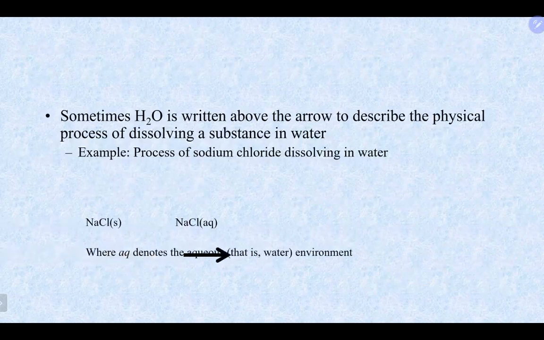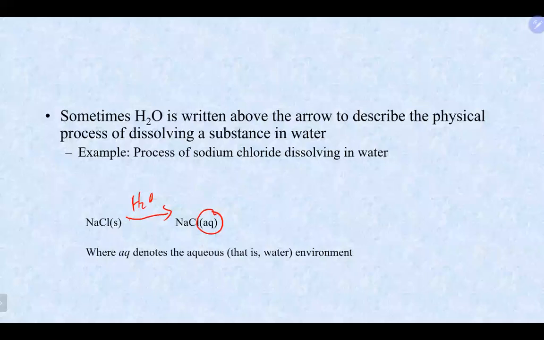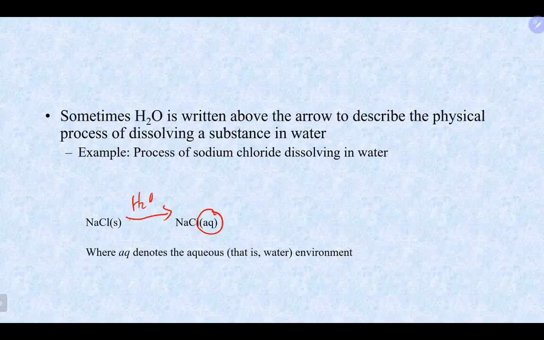So again, here's that process. We'll put our arrow in here, and put water. That would be the process of dissolving our sodium chloride. And again, this would make an aqueous solution, which is different than water or a pure liquid. Any questions on any of that there?